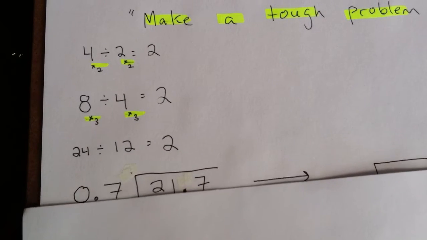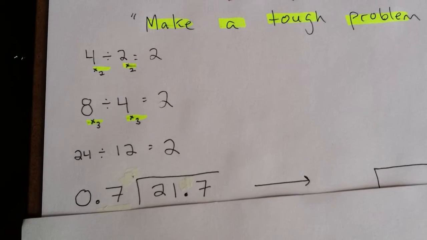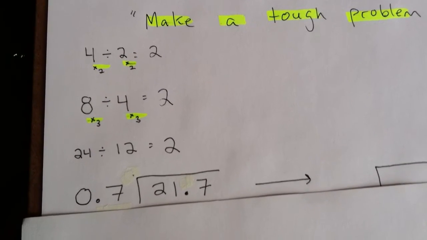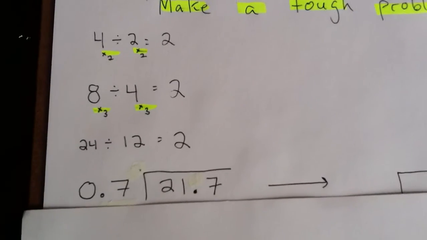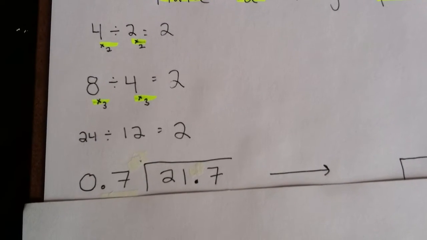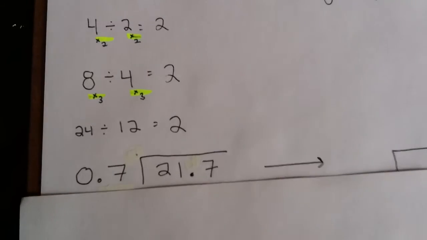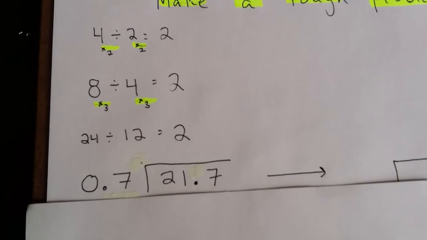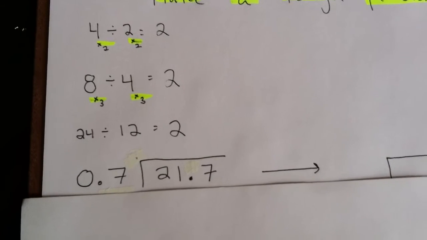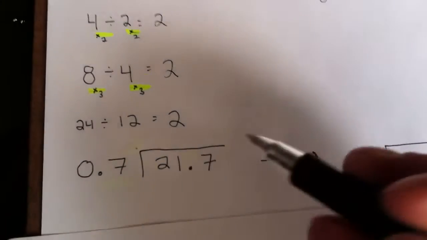So here's the problem we're going to solve first. 21.7 divided by 0.7. Well, that is a tough problem, but we can make it so much easier by changing the dividend and the divisor by using a power of 10. And what that does is it basically moves the decimal point and makes it look like a problem we already know how to solve. So check this out.